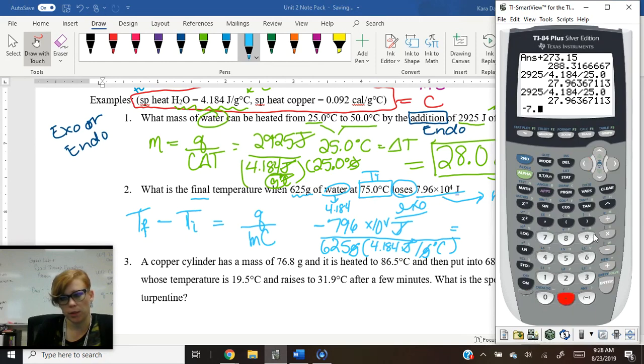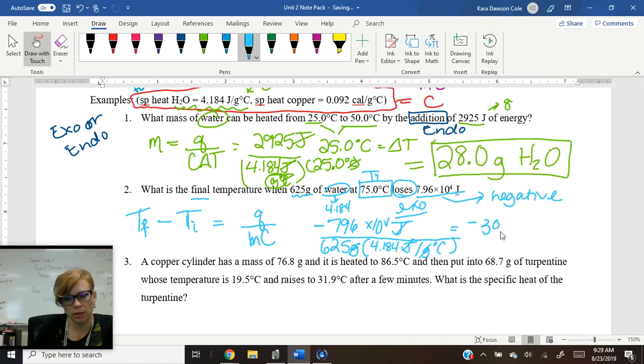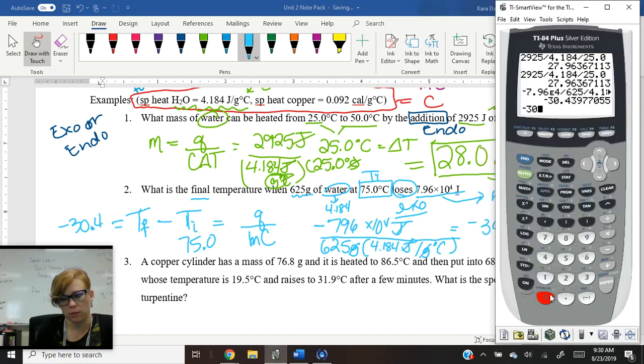So negative 7.96 E to the 4 divided by 625 divided by 4.184. That gives me negative 30.4. So I'm going to look here to see what my numbers are. I've got 3 sig figs here, 3 sig figs here, so I just need 3 numbers here. So then my change in temperature is negative 30.4 degrees Celsius. And then this number right here is 75.0. So then I take the negative 30.4 and I add 75 to that. So then negative 30.4 plus 75, my bad.